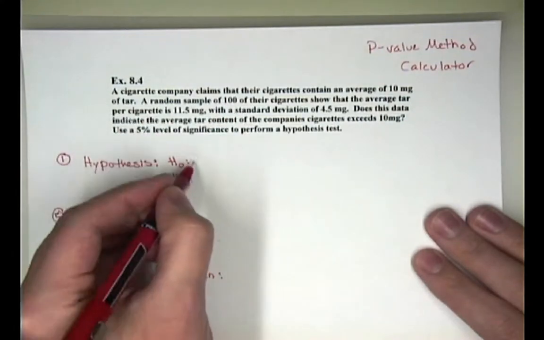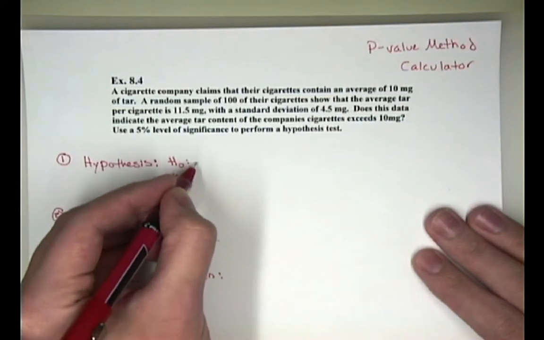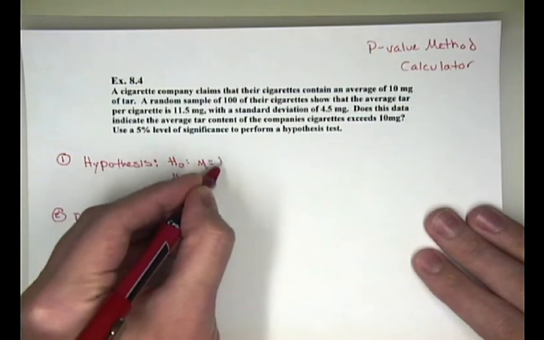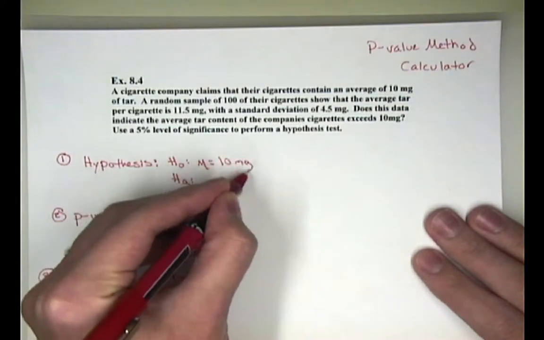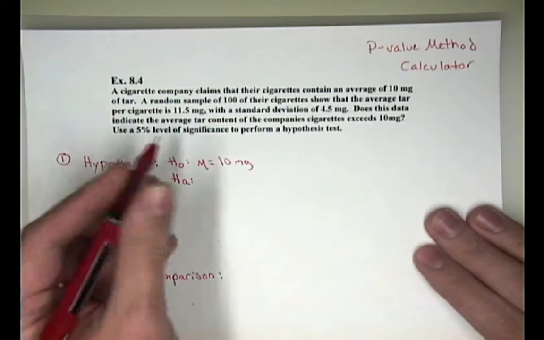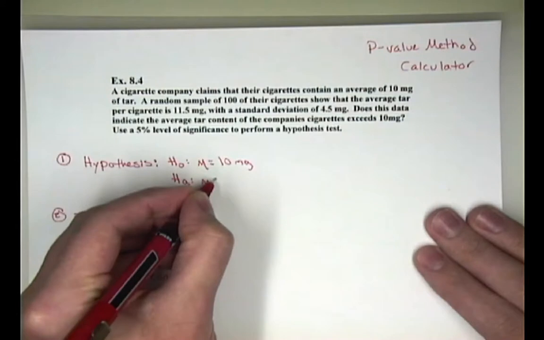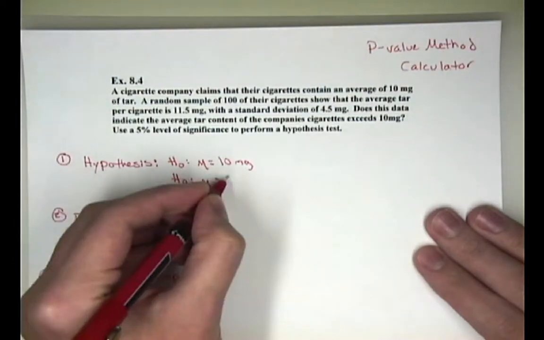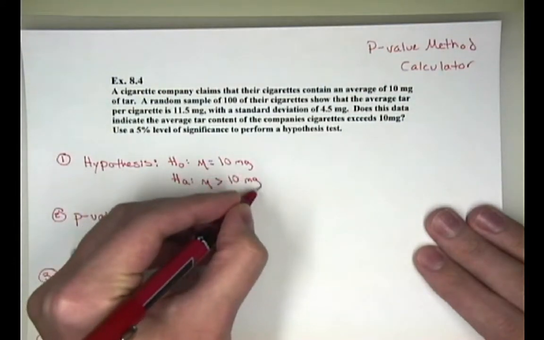So the company is claiming that the average tar content is 10 milligrams. So mu equals 10 milligrams. The question asks you to test to see if it's actually exceeding 10 milligrams. So the alternative hypothesis is mu is greater than 10 milligrams.